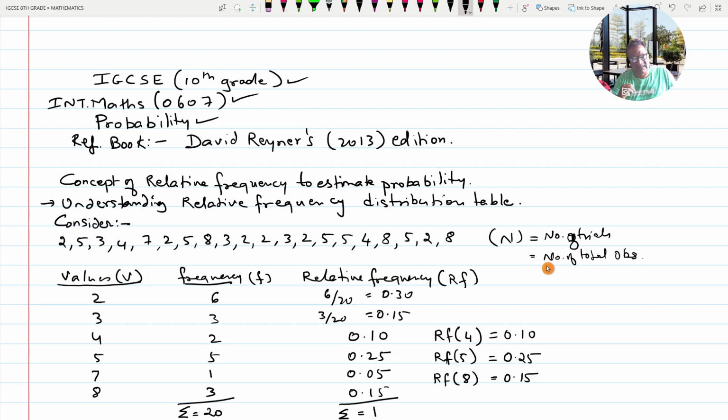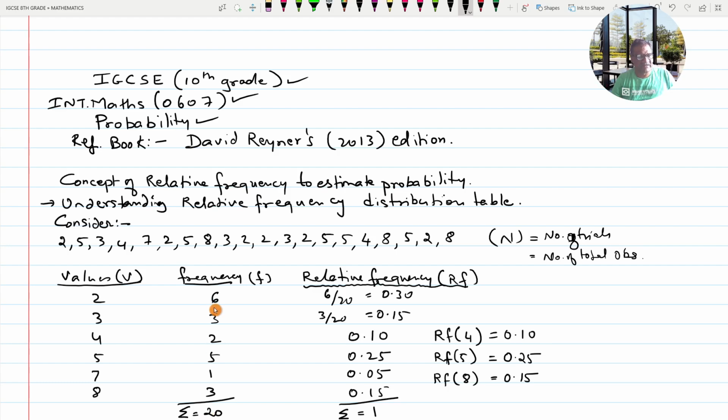So the number of trials, or the number of total observations, is denoted by a capital N, right? So that is the frequency column. Now, what is relative frequency? Relative frequency is frequency divided by this total number of trials.